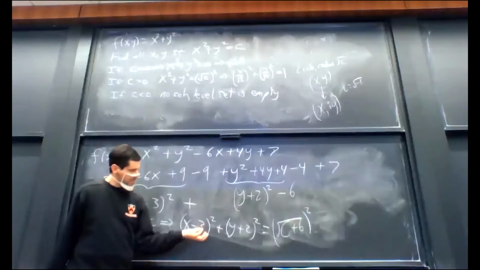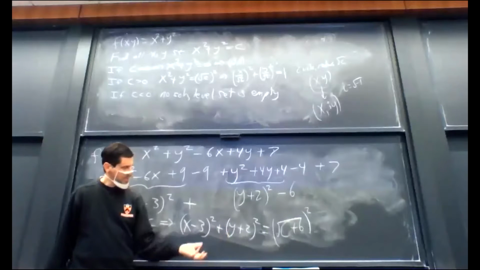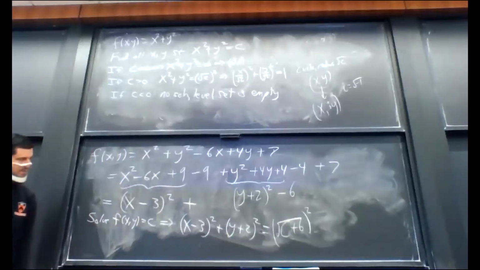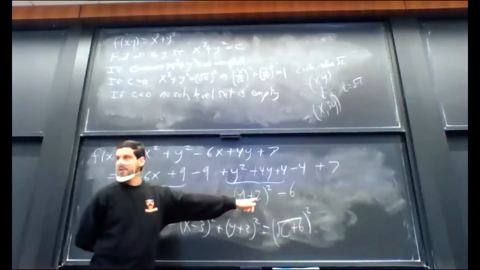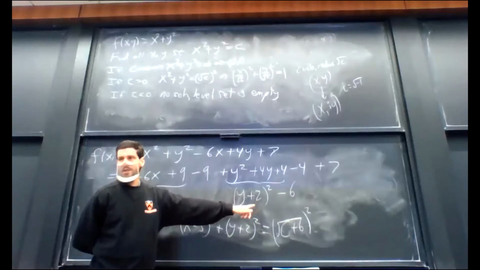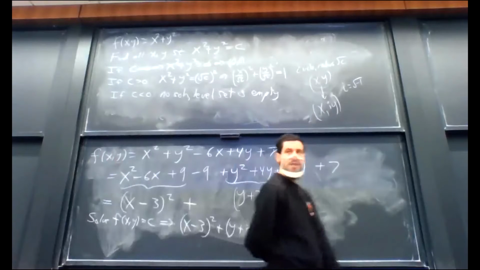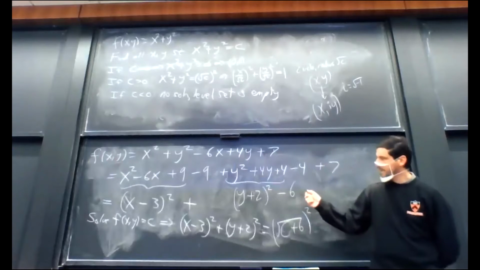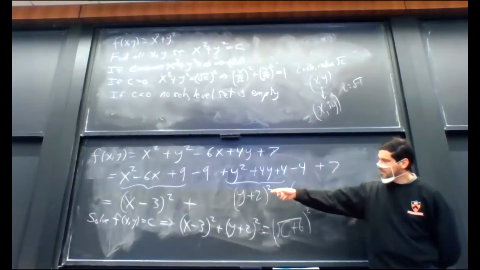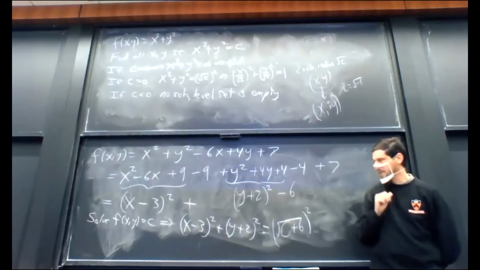So as long as x minus 3 squared plus y plus 2 squared is constant, I'm in a level set. If I wanted to figure out the value of the level set, I would plug that back into the function. We have to remember that the value of the function would be what x minus 3 squared plus y plus 2 squared is, and then subtract 6 from that. Okay?